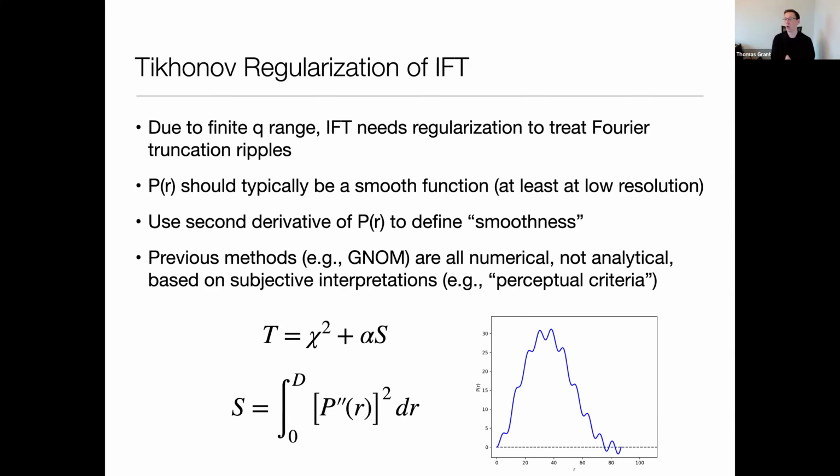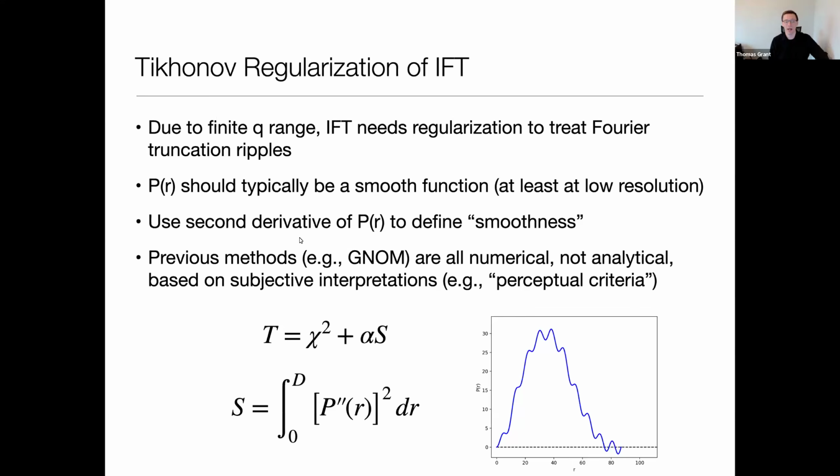Now, other techniques like Noam and Glatter's technique that I mentioned have been popular because they have regularization techniques applied. In this case, we're looking at Tikhonov regularization of these indirect Fourier transforms. The idea is that we know that a P of R curve should typically be a smooth function, especially at the low resolution of SAXS. It shouldn't have all these ripples in it. And we can use that as a restraint to regularize the coefficients.